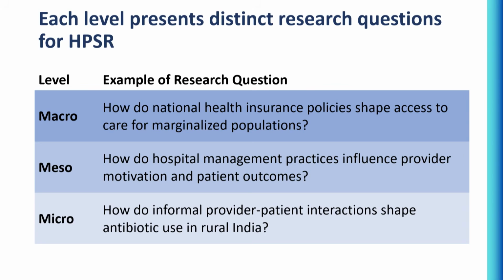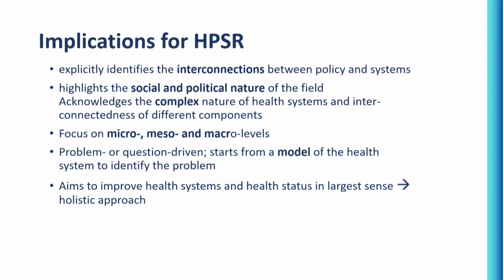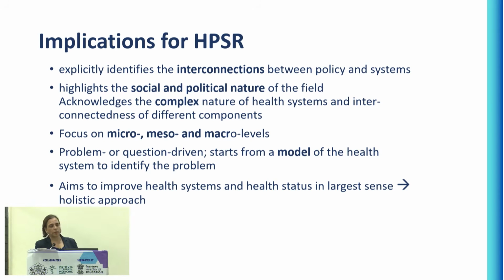And we've seen that very often, the way antibiotics are prescribed or handled has to do with gatekeeping mechanisms. So again, the implications for health policy and systems research are that we're looking at the interconnections, highlighting the social and the political, looking at complexity, focusing on micro, meso, macro. And usually we start from a model of the health system to identify the problem.